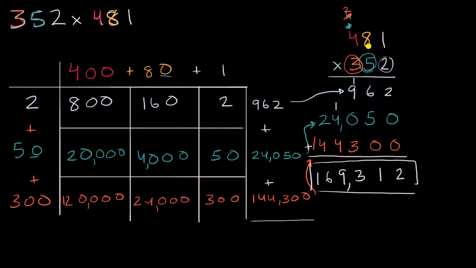And so when you just learn this method, the standard algorithm, it might seem like, hey, this just seemed like a little bit of magic. But all you're doing is you're going to each of these places and you're distributing it. You're multiplying it times 400 plus 80 plus 1 to get this. Then you're multiplying 50 times 400 plus 80 plus 1. And then 300 times 400 plus 80 plus 1. Exactly what we did right over here.